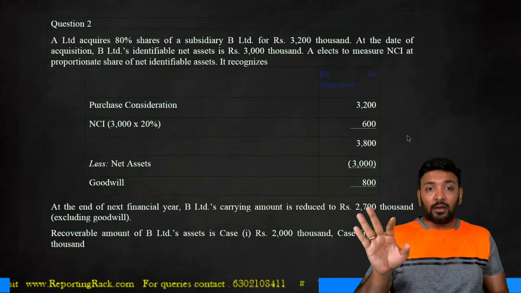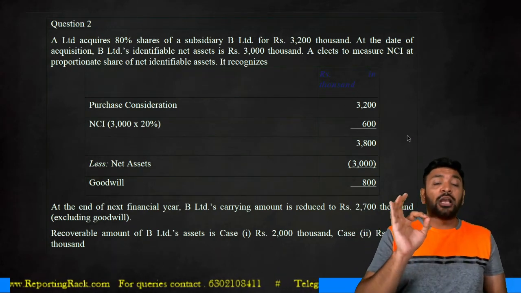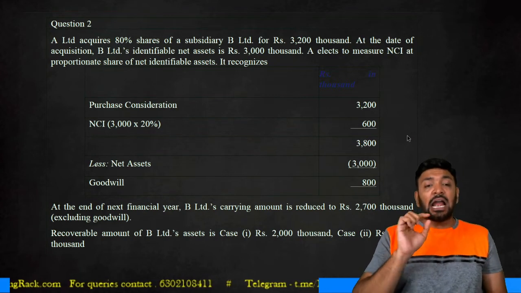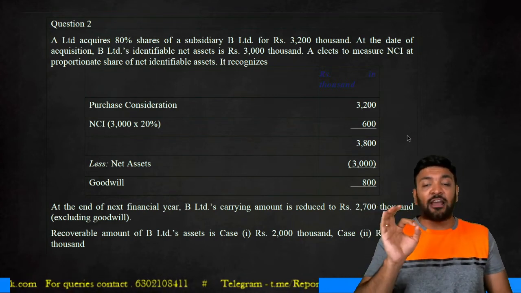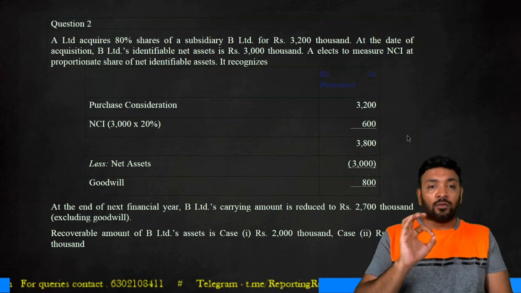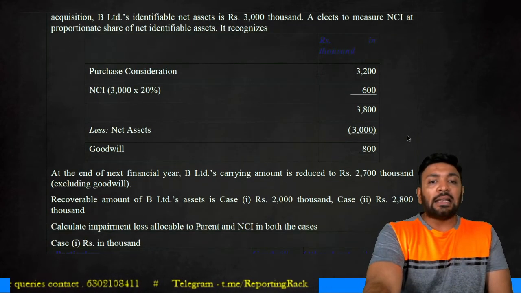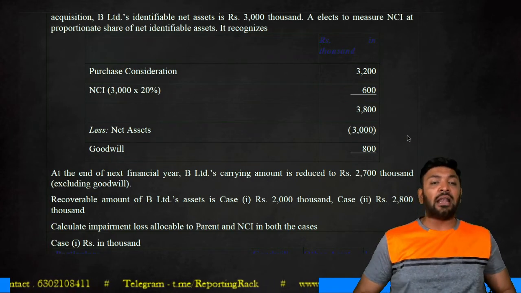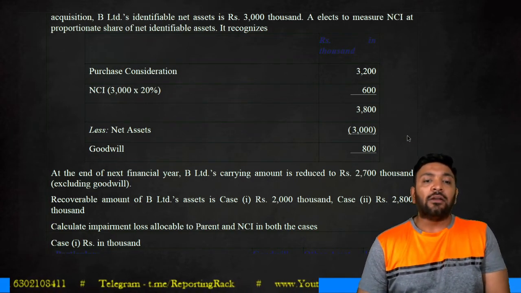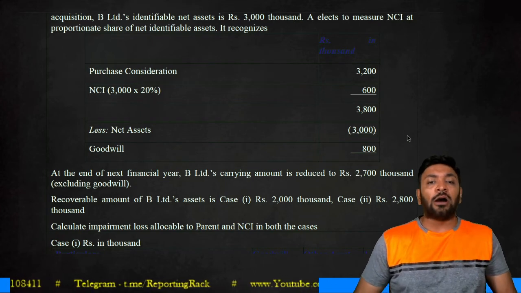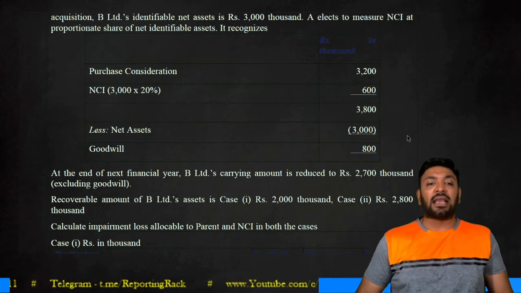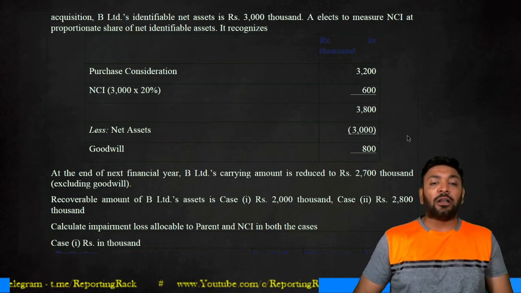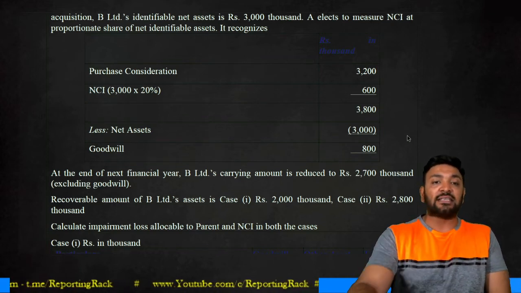800 is not total goodwill. It is A's share of goodwill, because there is also NCI's share of goodwill, which I did not consider. If I would have measured NCI at their fair value, then I would get the total goodwill. I'll show you. At the end of the financial year, B's carrying value of the assets reduced to 2,700, excluding goodwill. Recoverable amount is 2,000 in one case and 2,800 in the other. Calculate impairment loss allocable to parent or NCI in both cases.